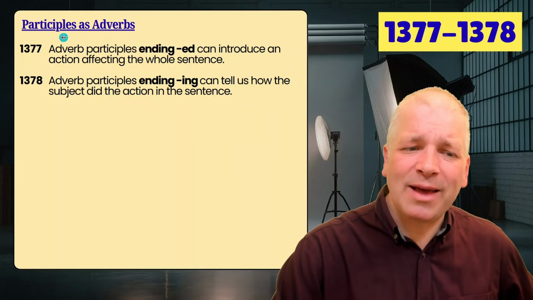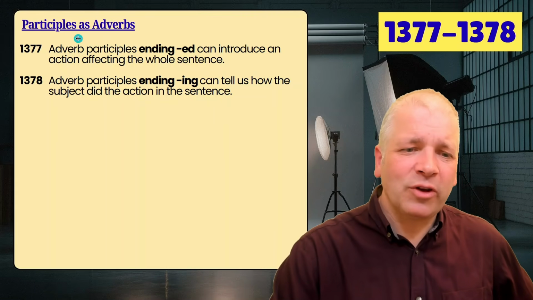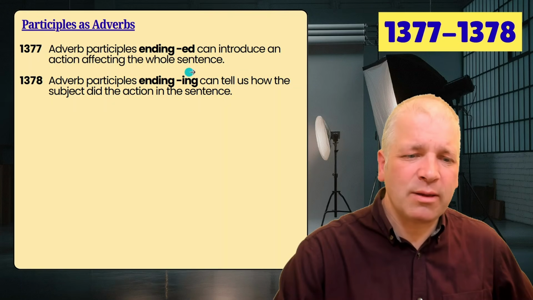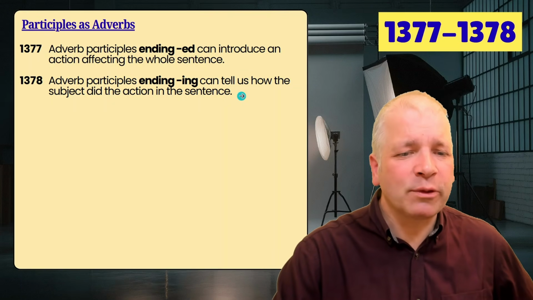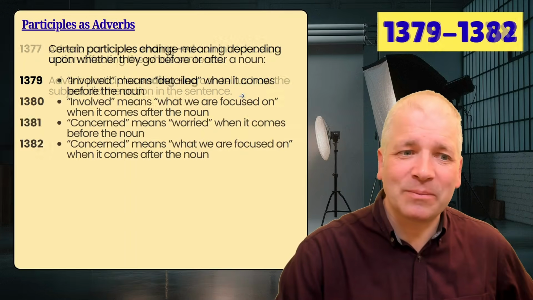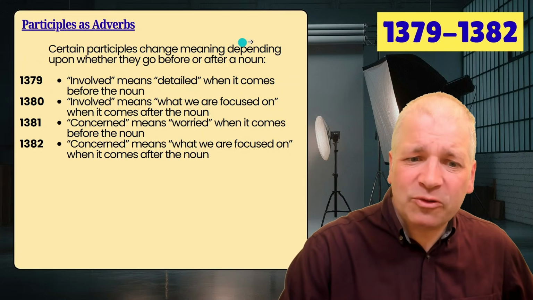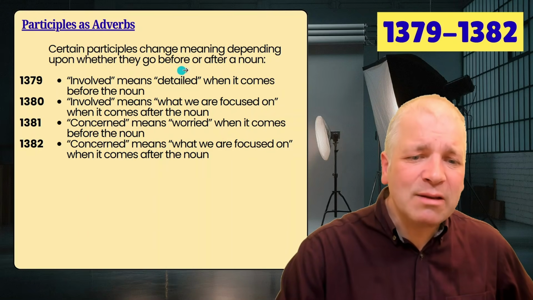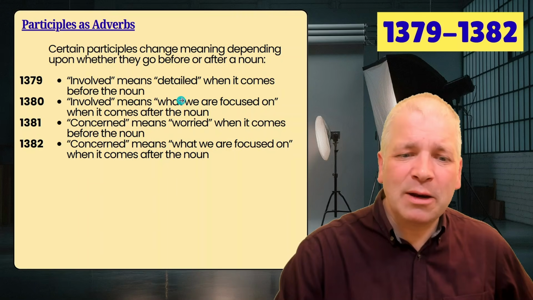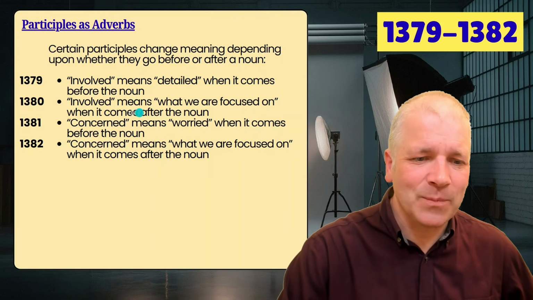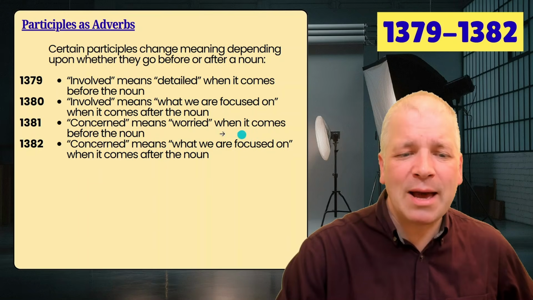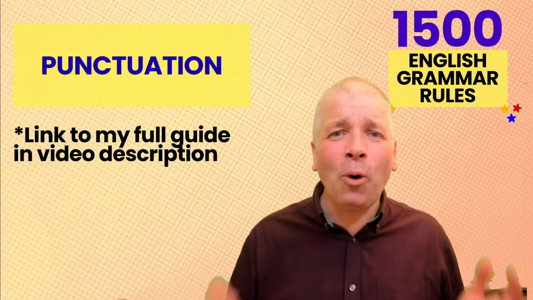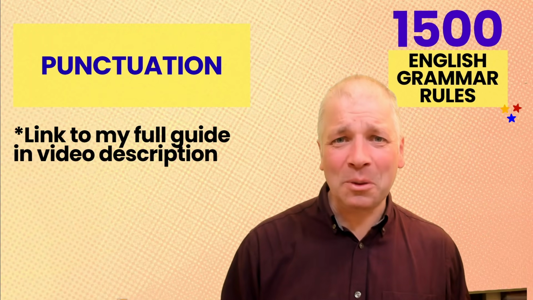Now let's look at participles as adverbs. Participles ending in -ed can introduce an action affecting the whole sentence. When it's -ing, it tells us how the subject did the action in the sentence. Certain participles change meaning depending upon whether they go before or after a noun. Involved means detailed when it comes before the noun, but means what we are focused on when it comes after the noun. Concerned means worried when it comes before the noun, and what we are focused on when it comes after the noun.